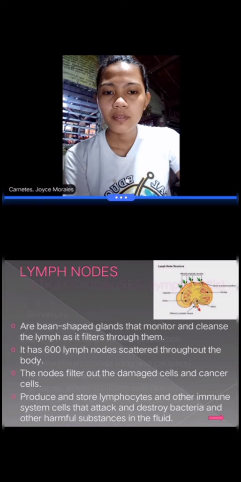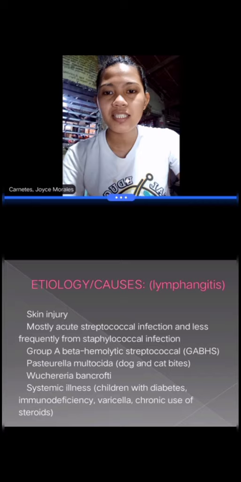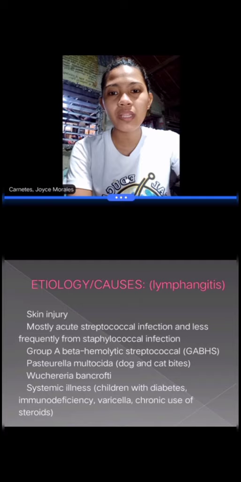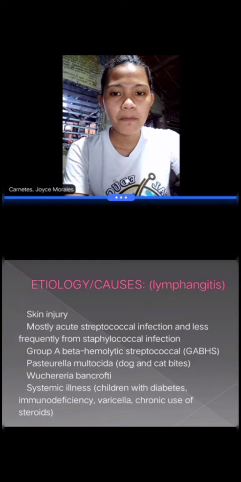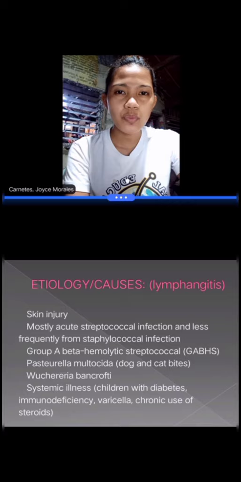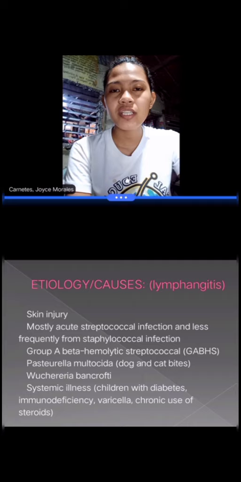The etiology, or the causes, of lymphangitis is skin injury, mostly acute streptococcal infection, and less frequently staphylococcal infection. Causes include Group A beta-hemolytic streptococcus (GABHS), Pasteurella multocida from dog and cat bites, Wuchereria bancrofti, and systemic illnesses like diabetes in children, immunodeficiency, varicella, and chronic use of steroids.